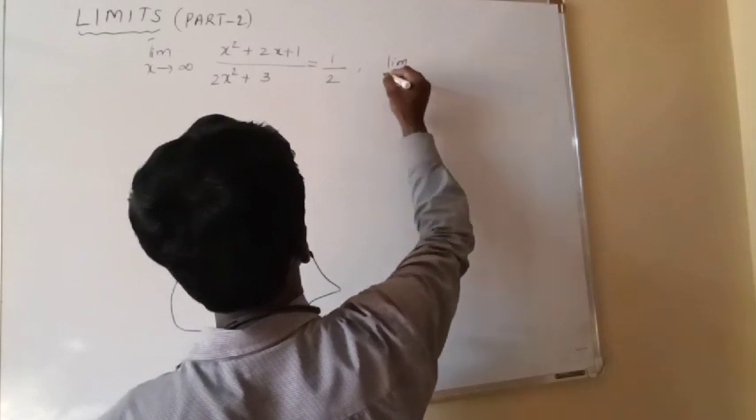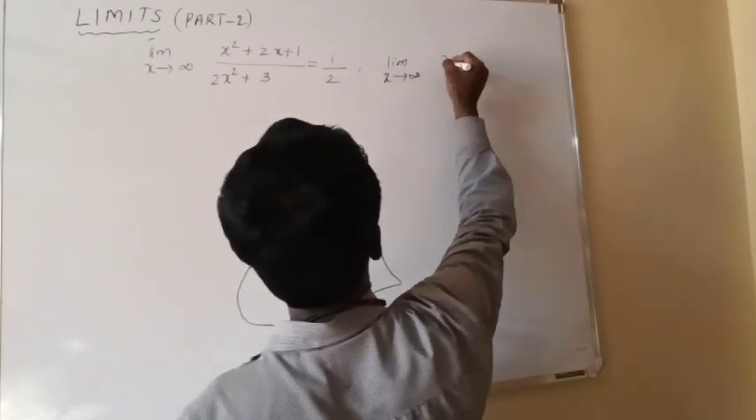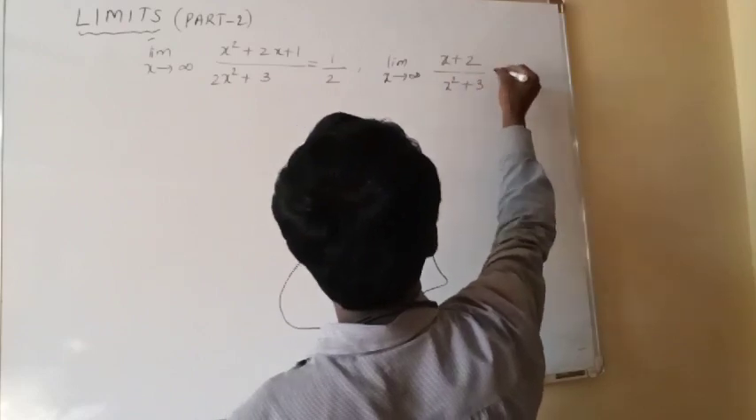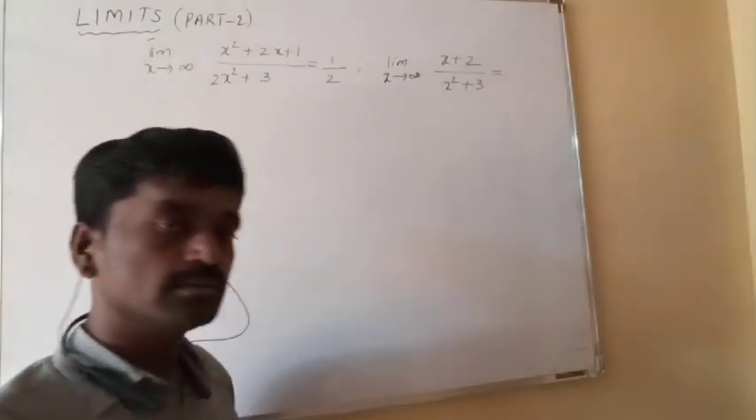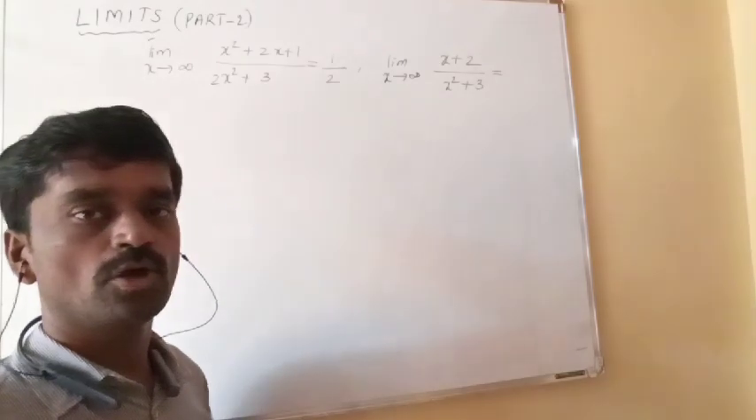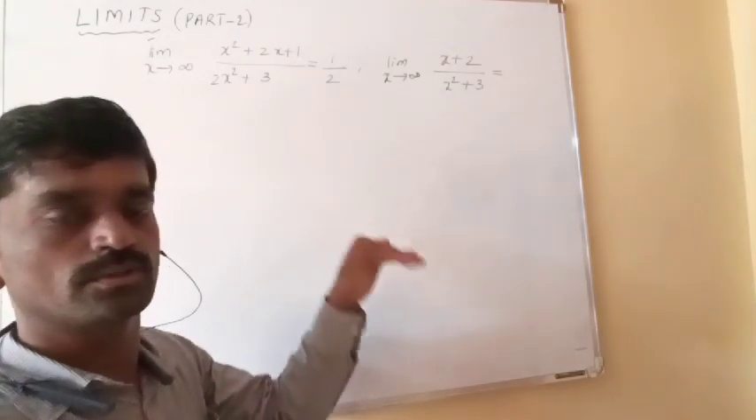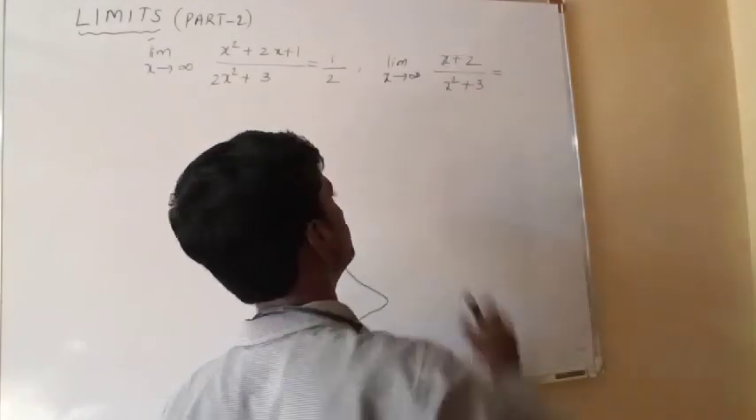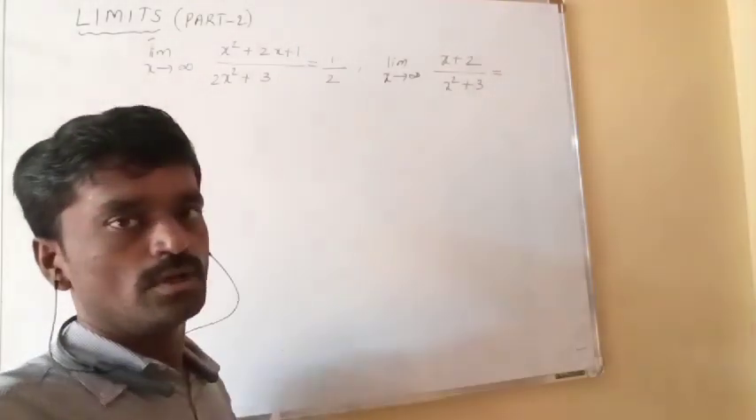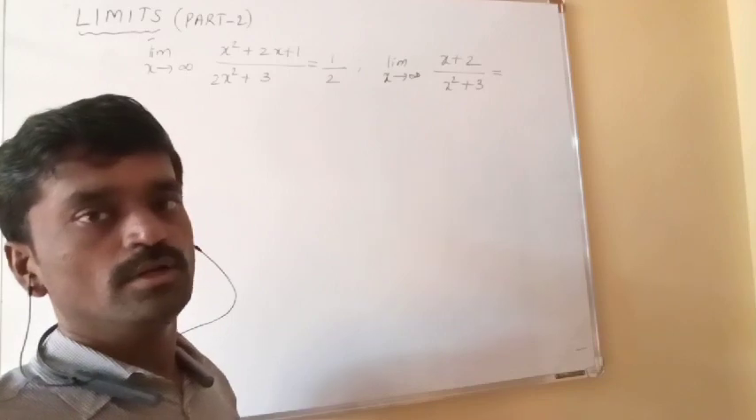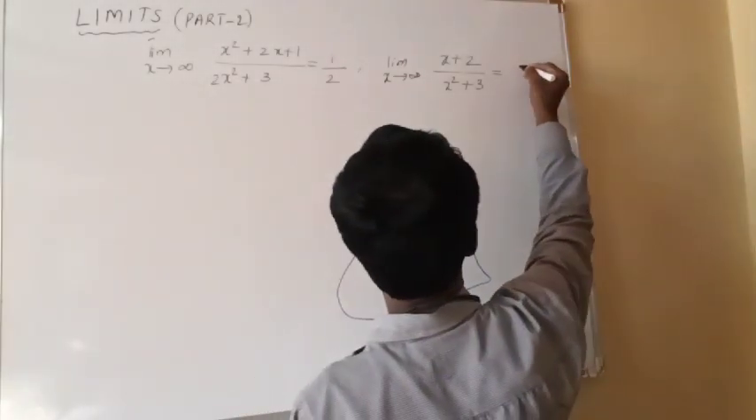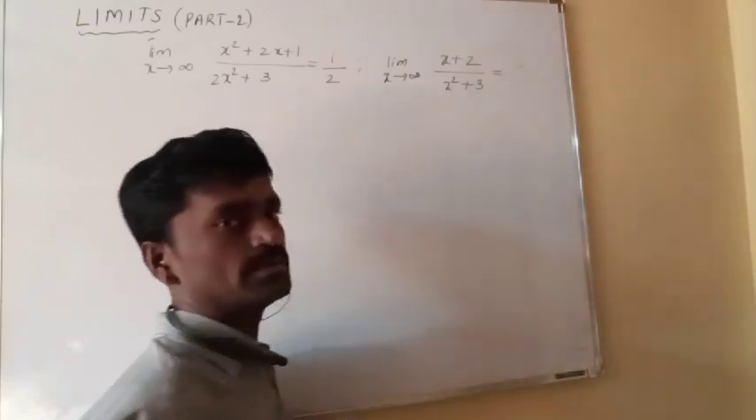Limit x tends to infinity, x plus 2 divided by x square plus 3. So what will be the answer? Numerator degree is smaller than denominator degree. Denominator value is more, so denominator infinities are more. When compared to the number of infinities in the numerator, denominator infinities are more. So some denominator infinity will be left. Denominator infinity left means what will you get as the answer? Denominator infinity means the answer is 0.